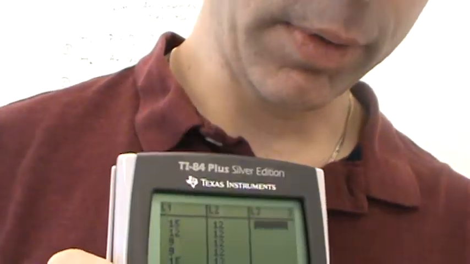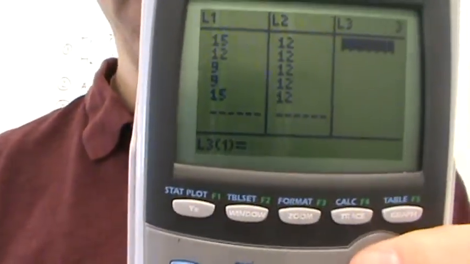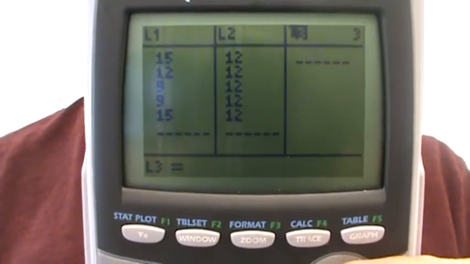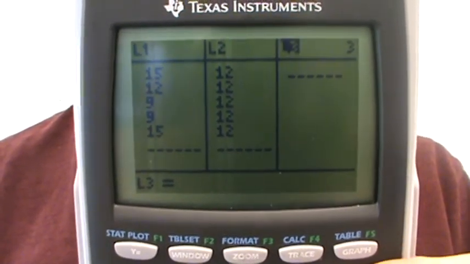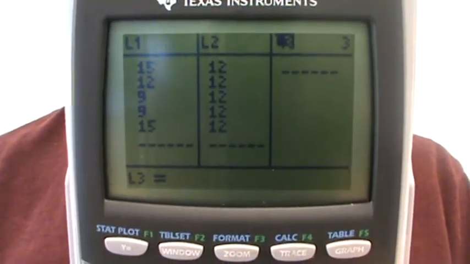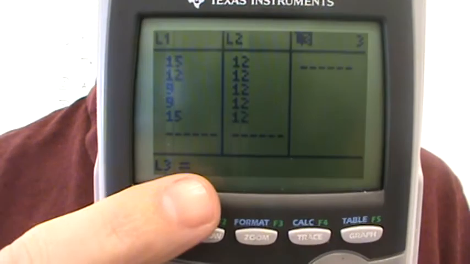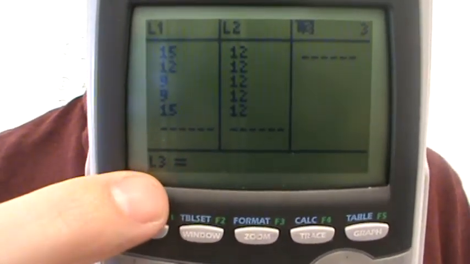Okay, and so I'm going to scroll up. I'm going to highlight L3. Okay, see how L3 is now black or highlighted? So now notice at the bottom here it's blank. Okay, right here. So it says L3 equals.